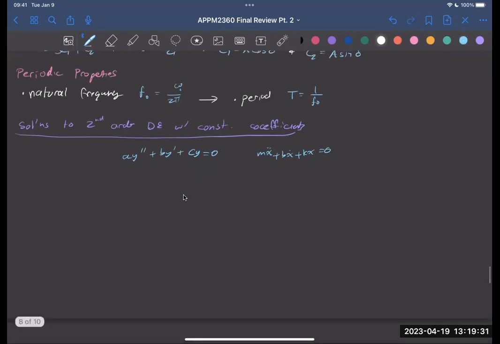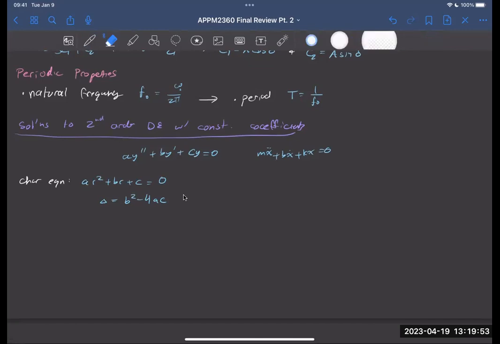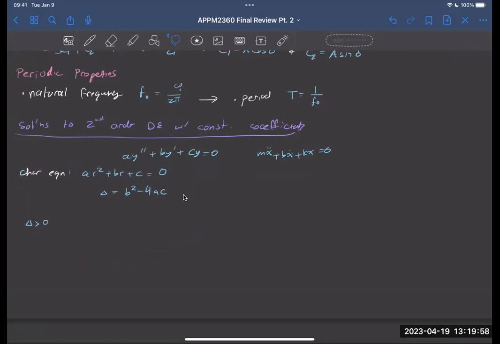Okay, so from this we can determine our characteristic equation, which is defined as A r squared plus B r plus C is equal to 0. And from this we can also get our determinant, or I don't know if determinant is the right term, but delta is equal to B squared minus 4AC. There are 3 cases that you want to consider. You have the case where delta is positive, delta is equal to 0, and delta is negative.